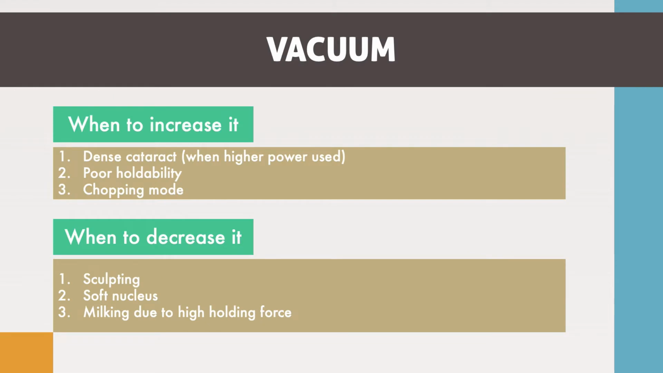We have to increase the vacuum when we operate on dense cataract or encounter poor holdability and during chopping. But we have to decrease the vacuum during sculpting or when we operate on soft nucleus, and if there is milking due to high holding forces. As we can see, during phacoemulsification for soft cataract, we will decrease the aspiration and the vacuum.